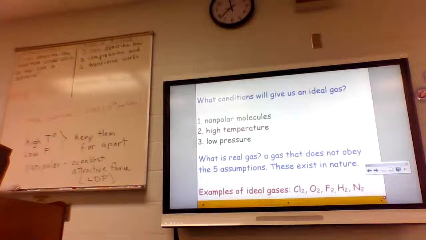Can you read this? Cl2, O2, F2, H2, and N2.